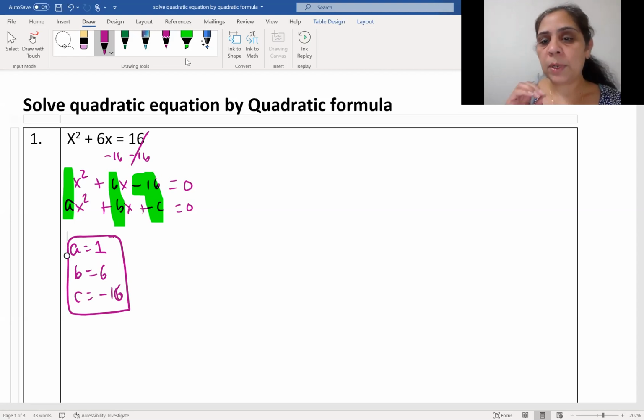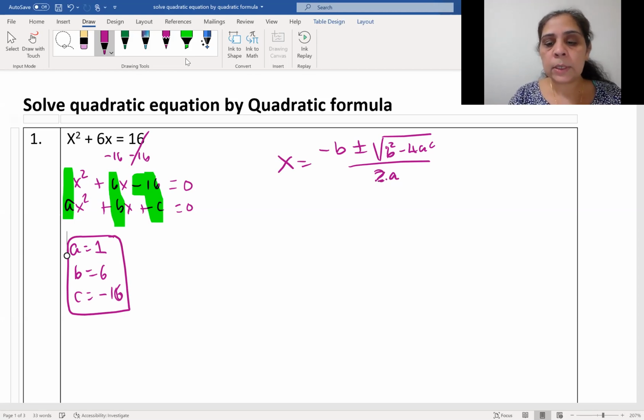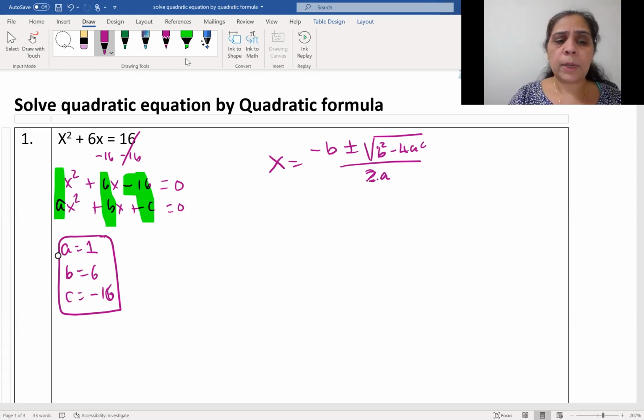And now we will simply plug into this formula. What is our quadratic formula? x equals negative b plus or minus the square root of b squared minus 4ac, divided by 2a. So now we will just plug into this formula. So x equals, whenever we plug in numbers, if we have a negative sign outside, I will write down the negative sign first and then plug in the b value. b is 6. Sometimes the b value is originally negative. In that case, you might get confused, so be careful with that.